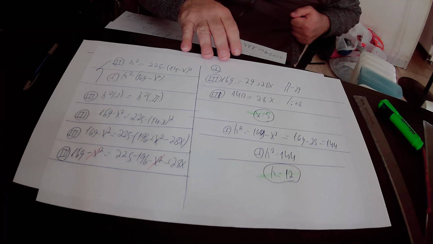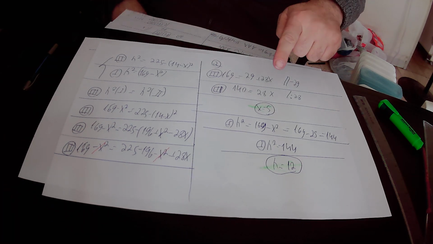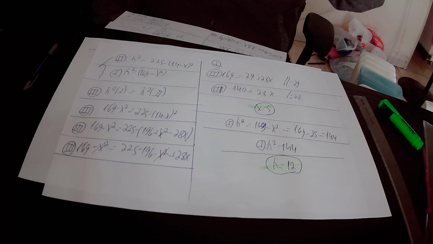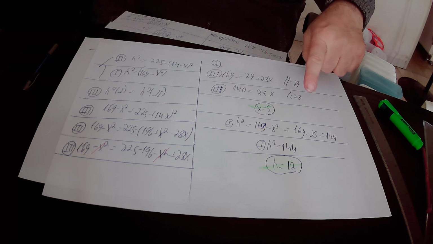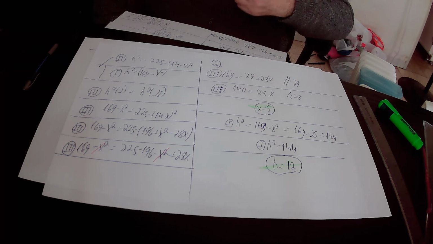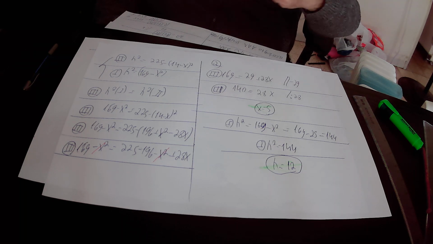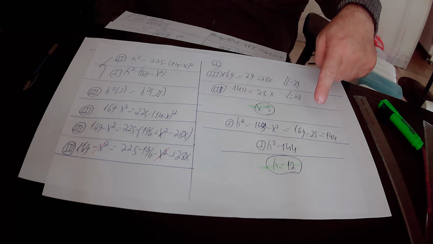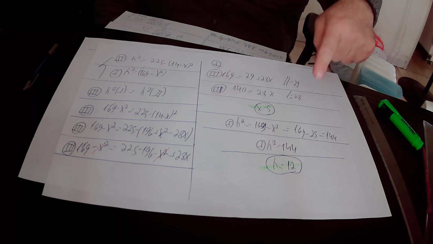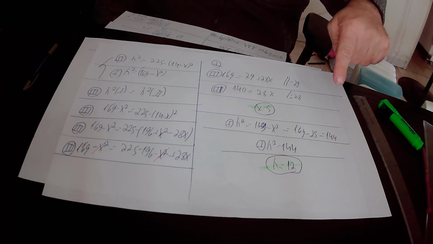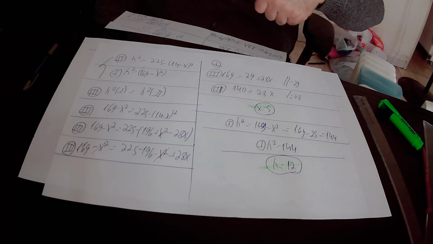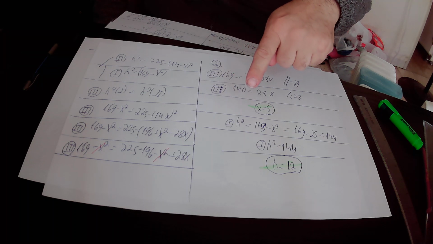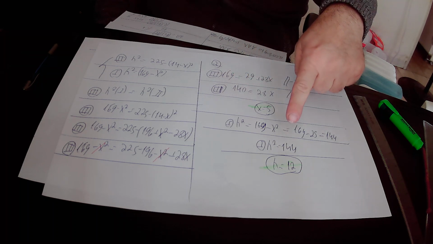Here we have, according to equation number 1, h squared equals 169 minus x squared. But x is 5, therefore x squared is 25. So in total, according to equation number 1, h squared equals 169 minus 25. 169 minus 25 is 144. So in conclusion, according to equation number 1, h squared equals 144.